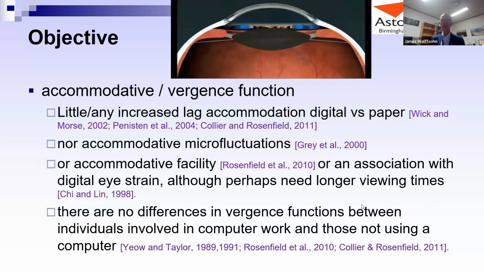What about accommodation and vergence function? Quite often these screens are very close, so they might put a strain on our eyes. People have found little, if any, increased lag of accommodation between digital and paper use, nor in things like accommodative microfluctuations or our ability to overcome targets put at different distances, so accommodative facility. And there are no differences in vergence function between individuals involved in computer work and those not in computer work. So we're not really finding anything relating to accommodation or vergence function.